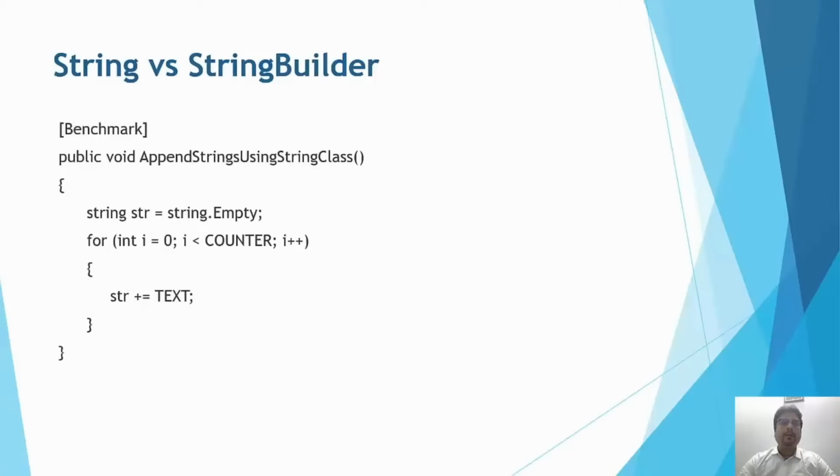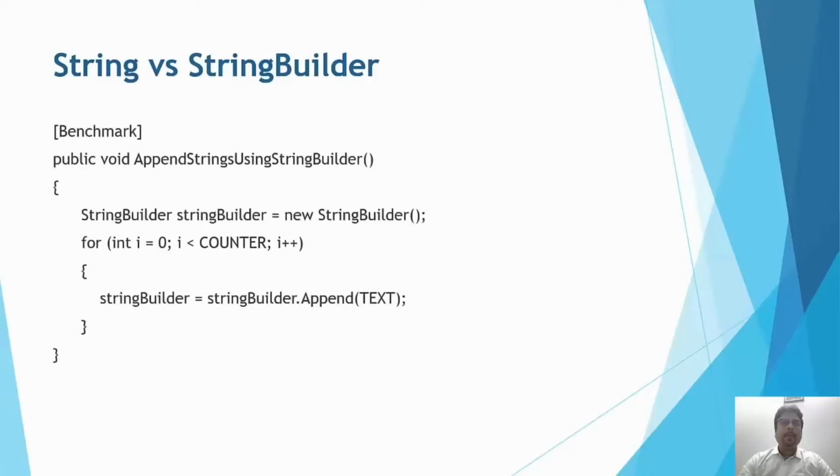So it will go on adding till the value of I reaches the counter, and in this case it will go on adding till the value of I reaches the counter. But in this case, it is string builder append. So that means here we are using the append method of the string builder class. So in one case we are using string class, and in one case we are using the string builder.